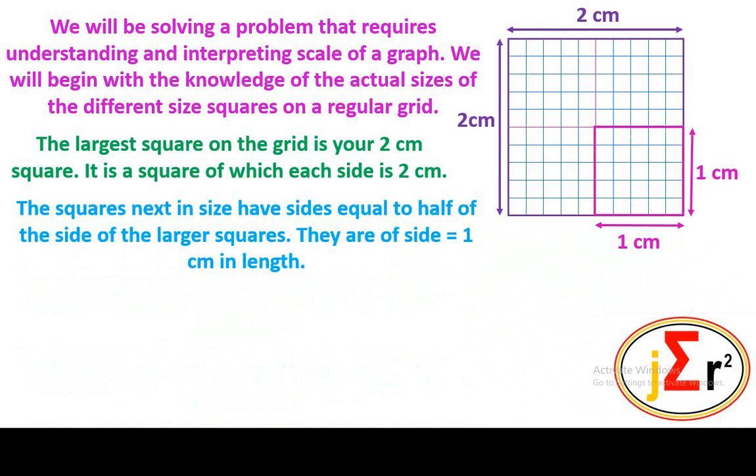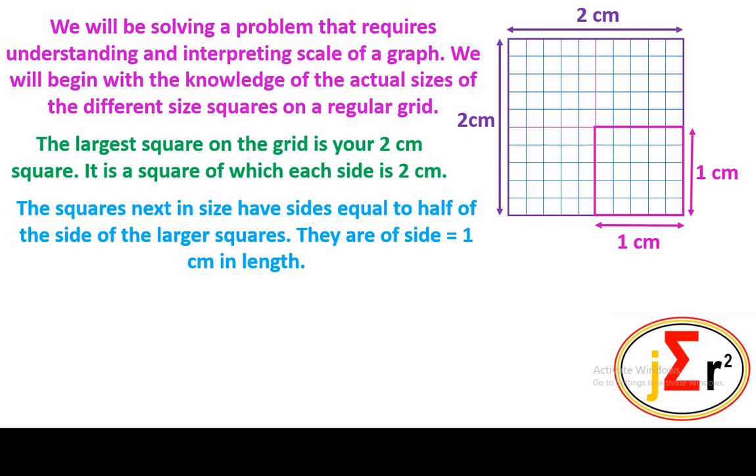The squares next in size have sides equal to half of the side of the larger squares. They are of side equal to 1 centimeter in length. So we have the 2 centimeter square is the largest of the squares. Then we have the 1 centimeter square, which is the square next in size. And of course, each side is half of the length of the side of the larger square.